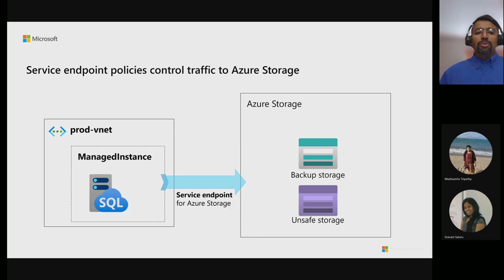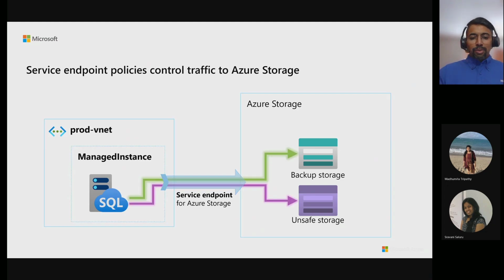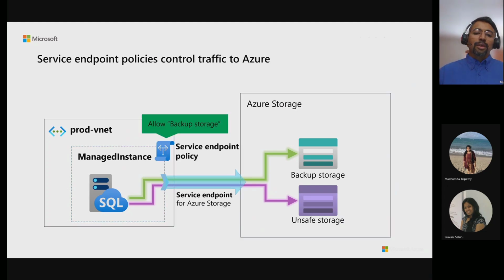So step number one is to enable a service endpoint for Azure storage on the VNet side of the managed instance. When you enable a service endpoint, what that means is you want the traffic between managed instance and Azure storage to stay within the Azure backbone, right? So it's not going out on the internet and coming back in. That's step one. Then you get into this picture where the traffic is just within our data center, but you still haven't solved the problem that I can still write to both the storage accounts.